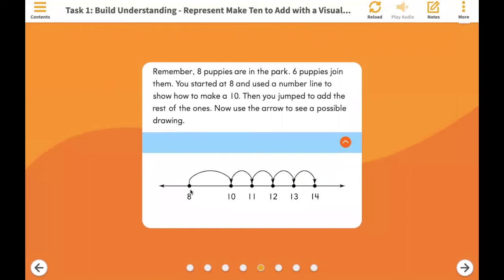So here's our 8, and we added 2. Then we jumped the rest of the way. Instead of using 6, since we added 2 here, we're only going to add 4 more. 1, 2, 3, 4 to give us 14.